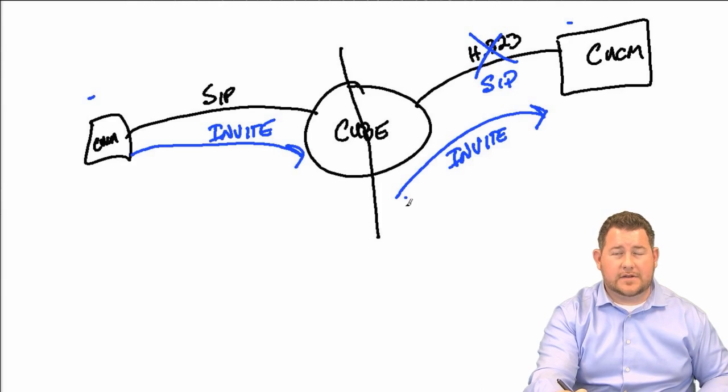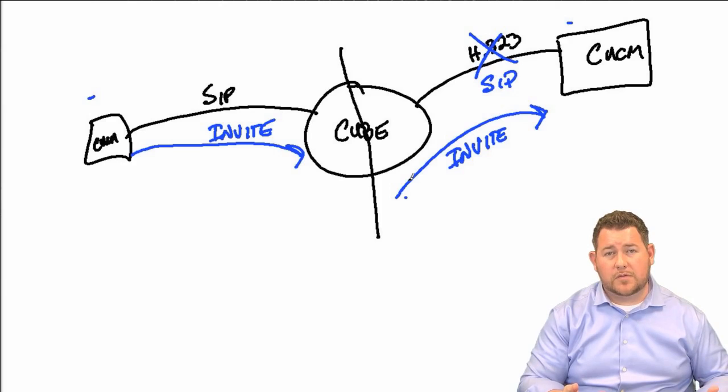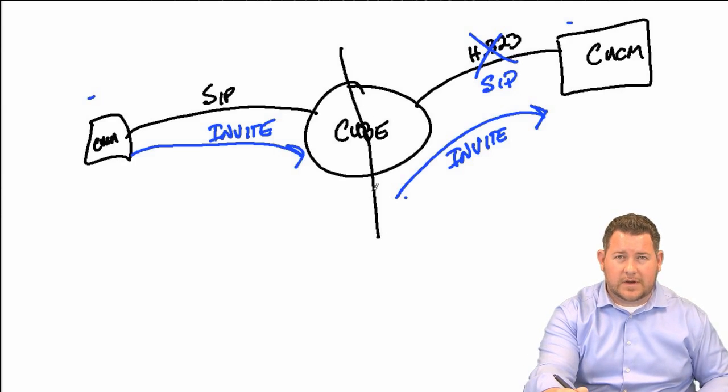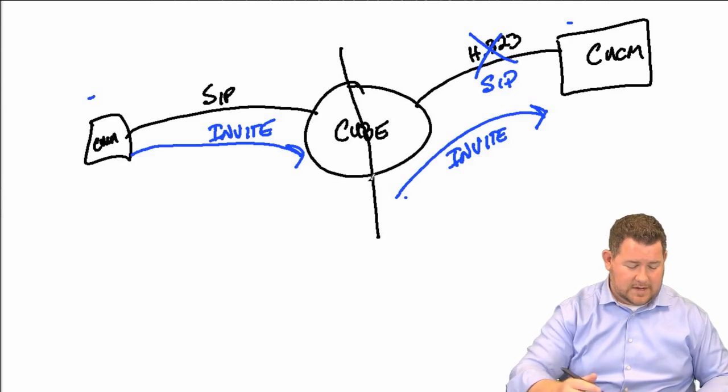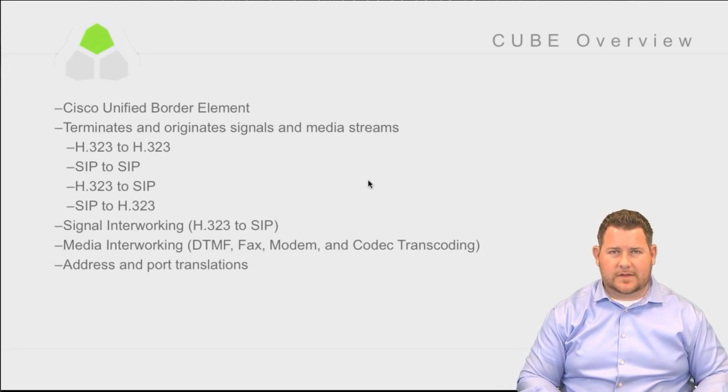And you can decide to have your media, after the signaling is done, flow through the cube, or you can have it flow around the cube. So a couple different options there for you, obviously. So this is going to terminate that signaling path, is really what that comes down to. So signal interworking, we already talked about that a little bit, if we're going to go from H.323 to SIP or vice versa. Media interworking for DTMF, fax, modem, codec transcoding, that type of thing.